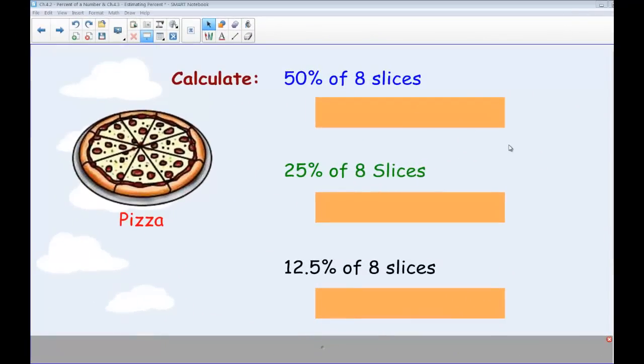Now here's another example using a pizza. Hopefully this example doesn't make you hungry and forget about how to do the math calculations. But anyway, now would be a good time to take a pause and try calculating these values for yourself before checking the answers.